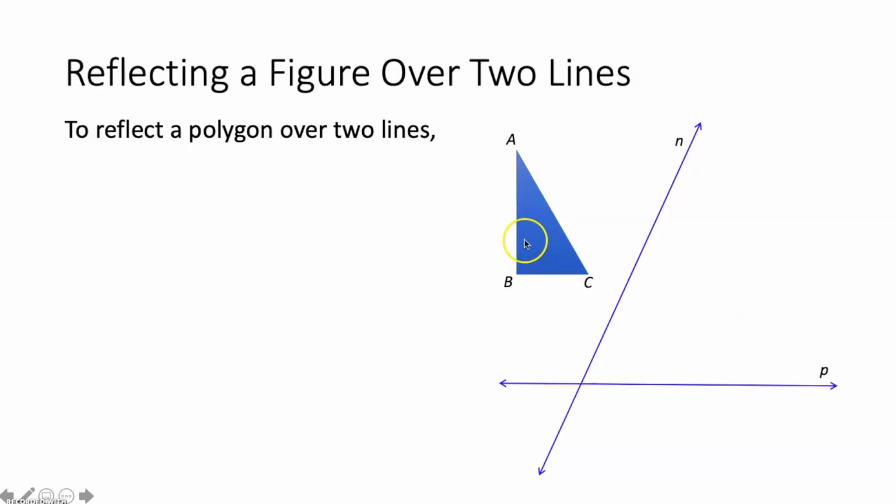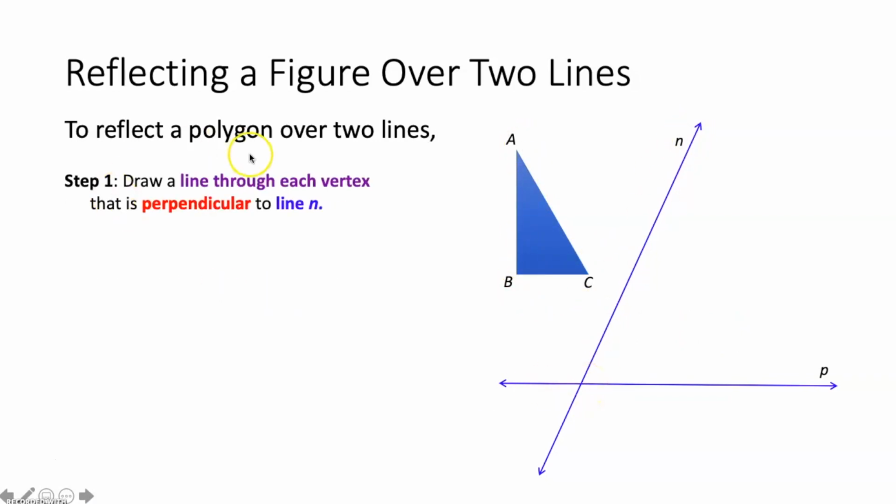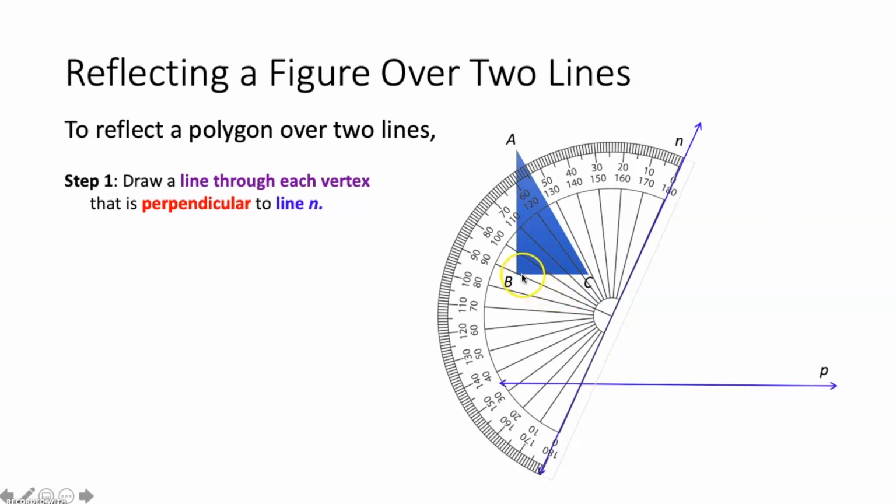If I want to reflect triangle ABC over line N, the first thing I'm going to do is draw a line through each vertex that's perpendicular to line N. So if you recall, in order to do this, you need a protractor and a ruler. With point B, I'm going to take my protractor and line up the bottom of my protractor on line N and make sure the 90-degree line goes through point B, or vertex B. I line up my ruler with the 90-degree line and trace the 90-degree line through point B, through line N, and continue it on the other side.